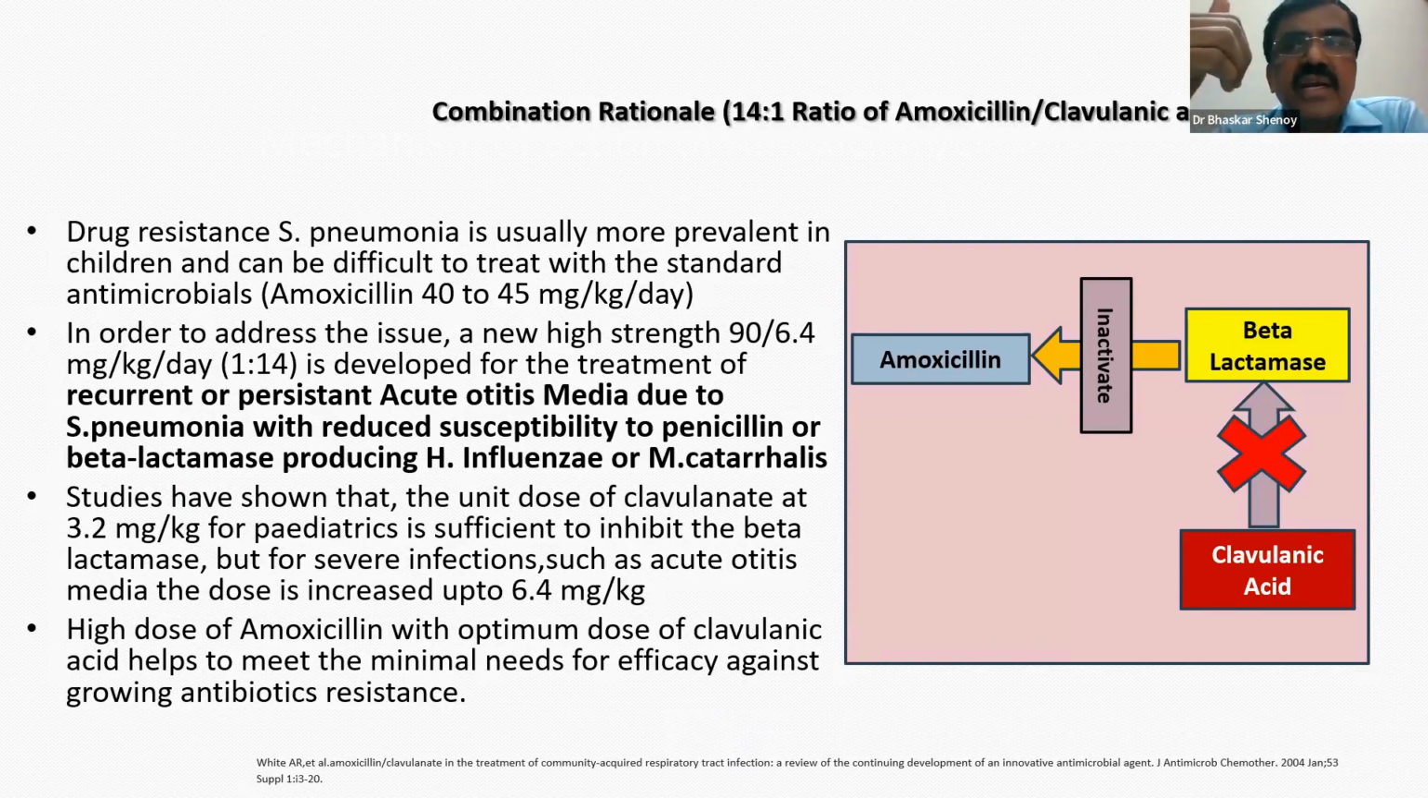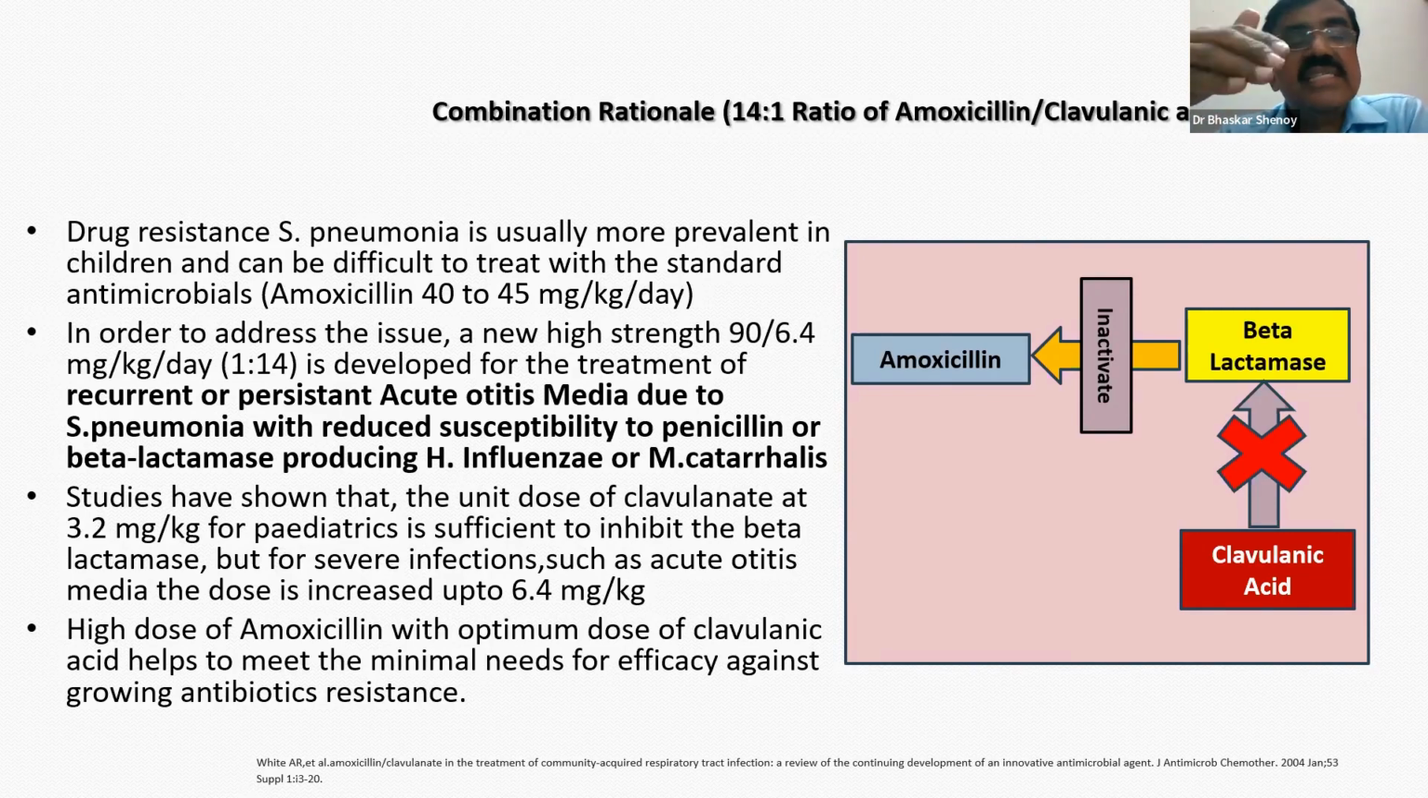But of late, the MIC of Streptococcus pneumoniae is increasing. It can be up to 2 milligrams per liter, or sometimes in a severe case, up to 4 to 8 milligrams. But 4 to 8 are not seen frequently. The other important thing is that Streptococcus pneumoniae do not develop resistance very fast.